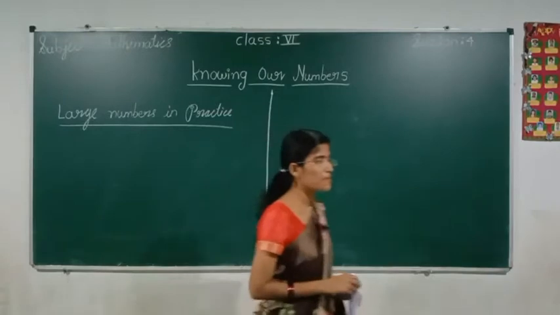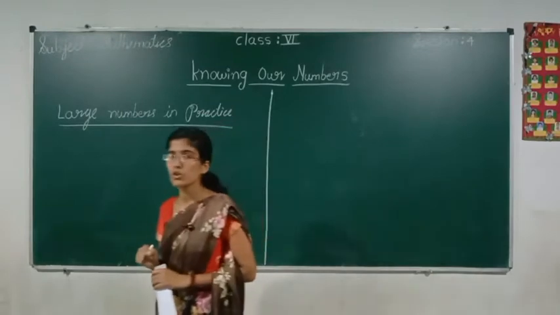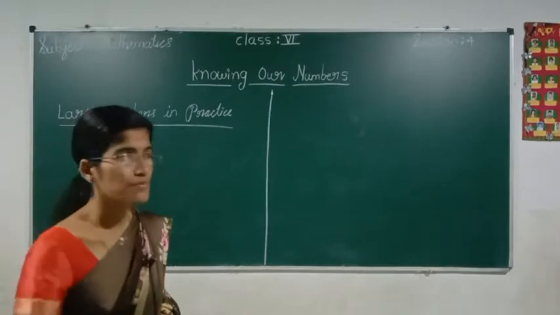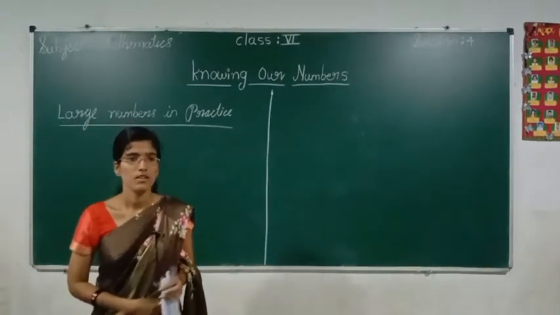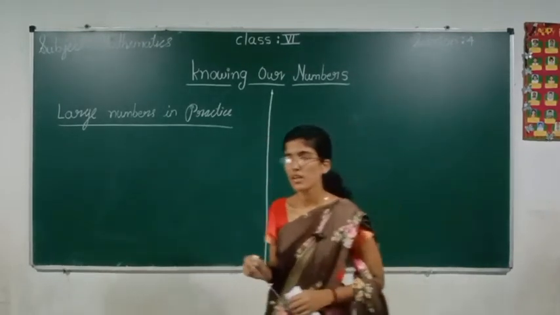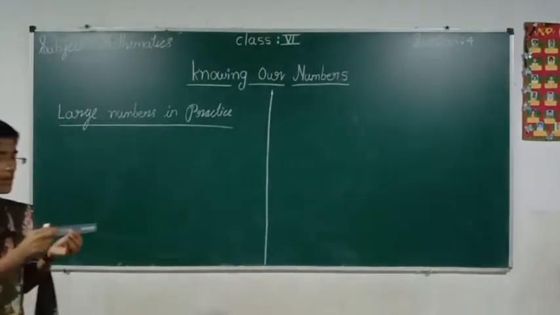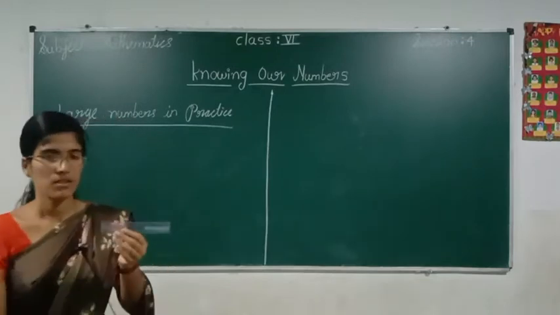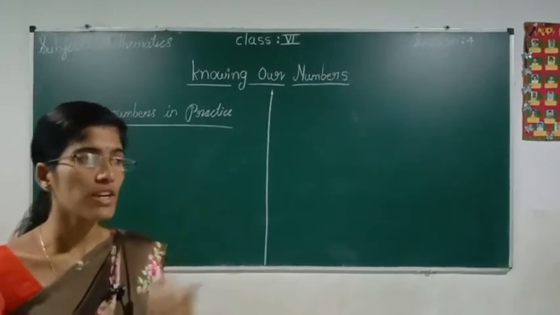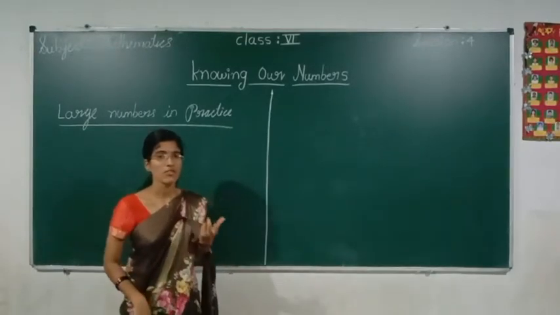Now see students, in earlier classes you have learned that we use the centimeter as a unit of length. For measuring the length of a pencil or the width of a book, we use the centimeter. See our ruler, it has marks on every centimeter. We use this centimeter to know the length of a pen or a pencil.